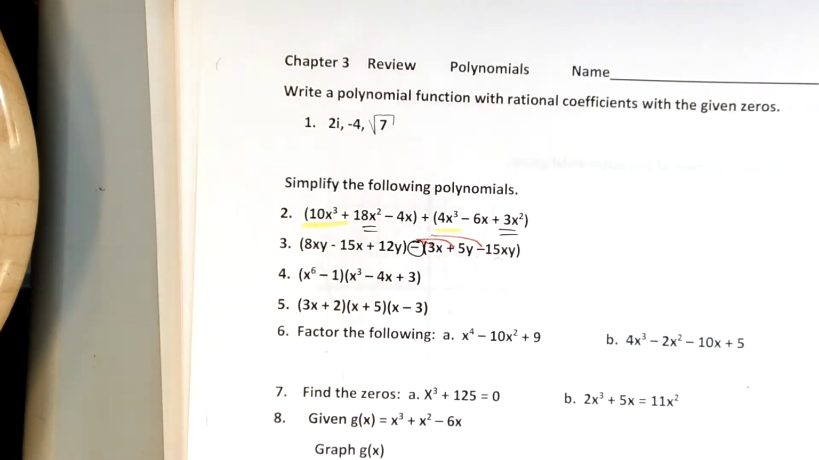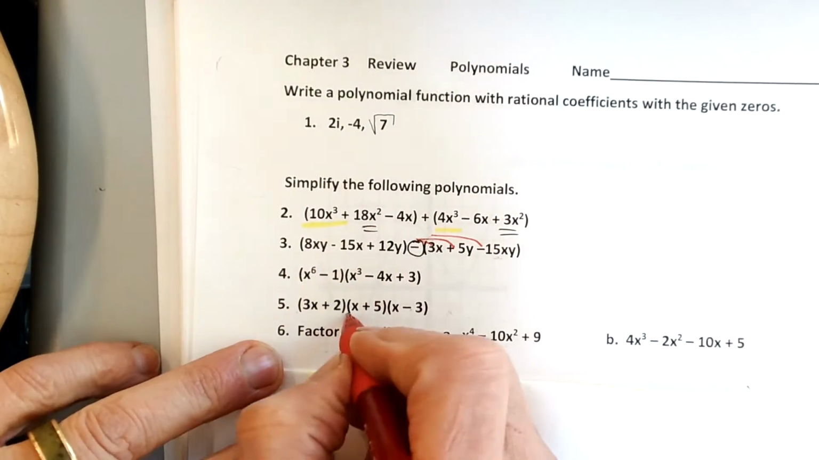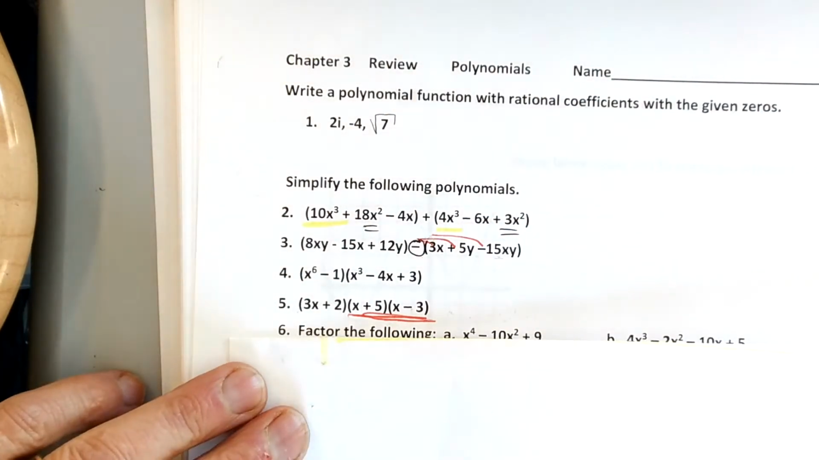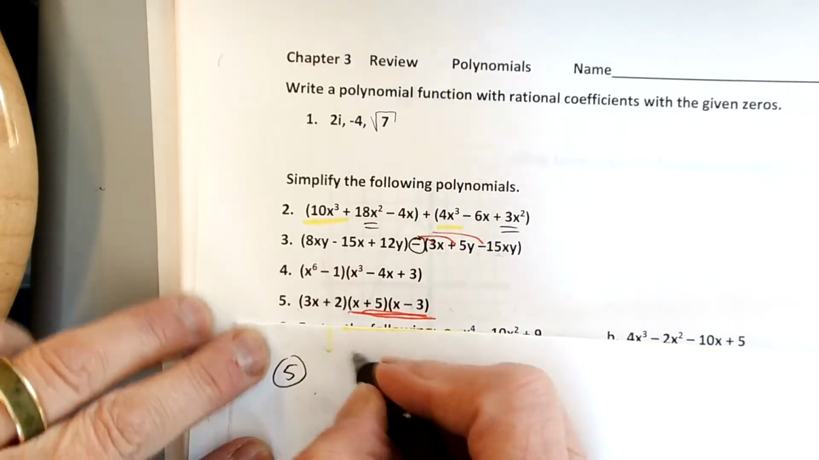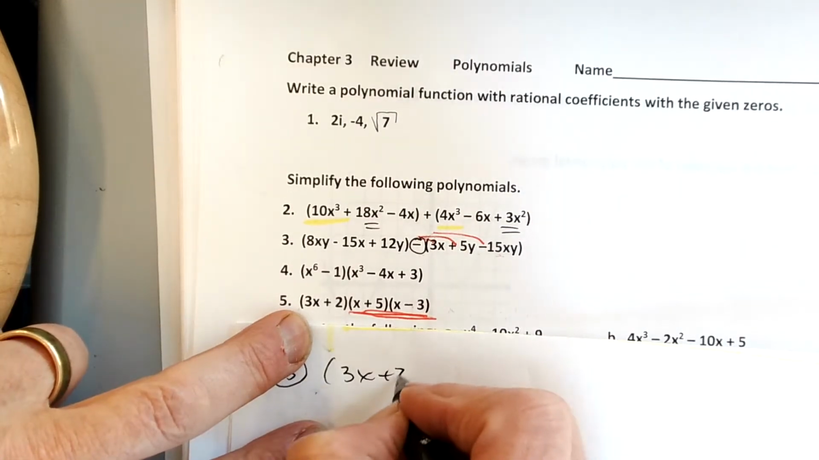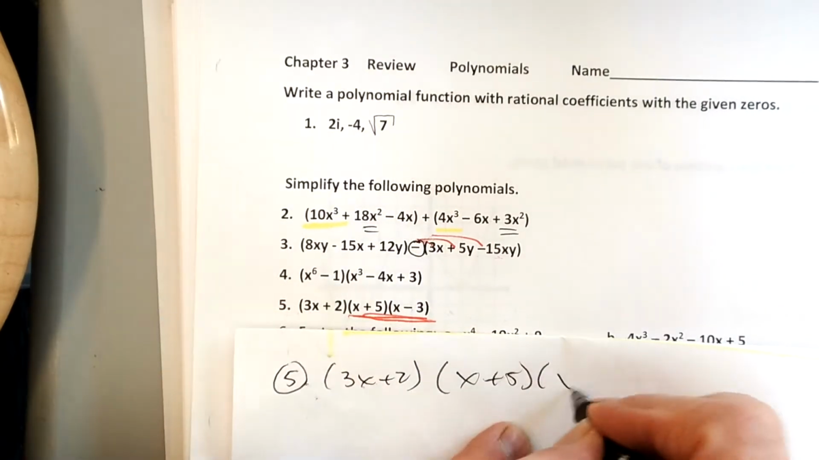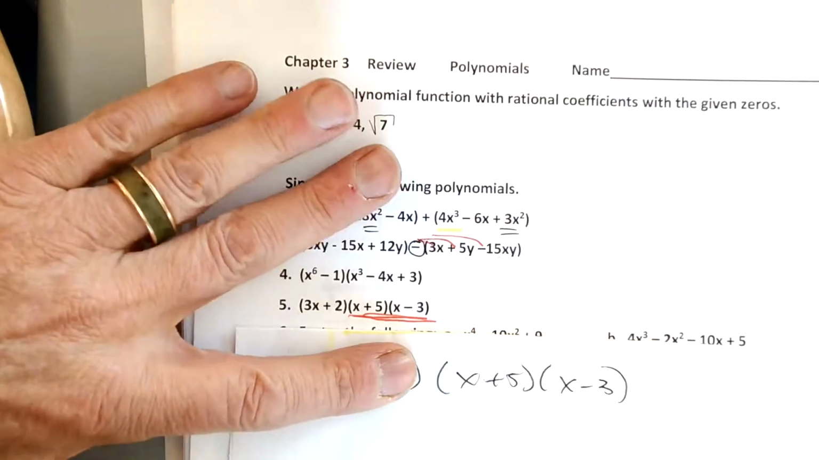Number 5, I like 5. It is definitely an Algebra 2 type problem. So on 5, I have to multiply 3 different things. So I like to multiply these two first. I'm going to go ahead and put my 3x plus 2, and I'll multiply first my x plus 5 times my x minus 3. Okay, so I'll do these two first, and I'll ignore this first one. I'll bring this one back in.